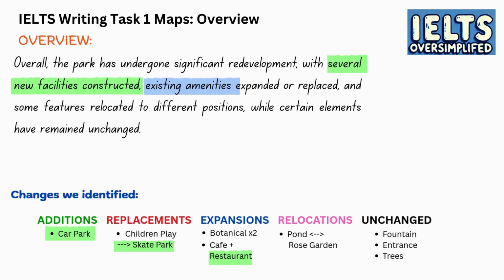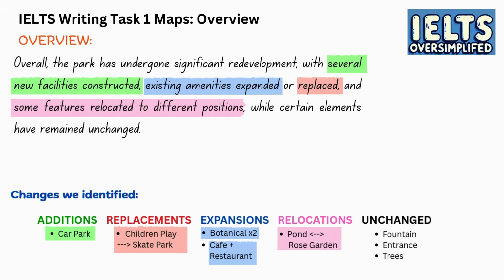Next, existing amenities expanded, which means something got larger. The cafe expanded into a restaurant, and the botanical area doubled in size. Then replaced. The children's playground was replaced by the skate park. The next one is some features relocated to different positions. The pond and rose garden moved to different positions. And finally, some elements remained unchanged. The fountain, entrance, and trees stayed in their original locations.